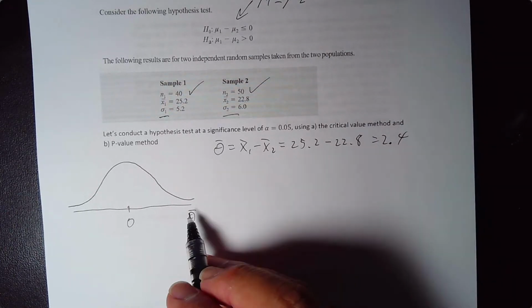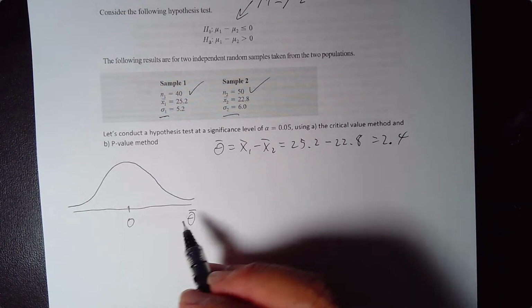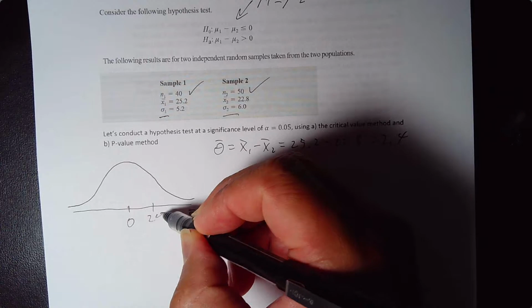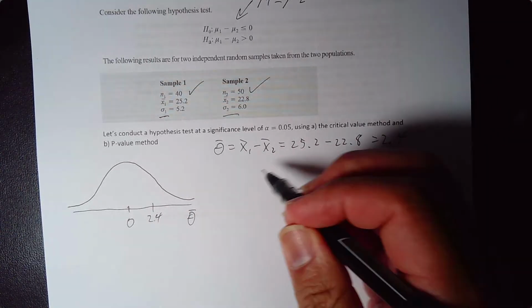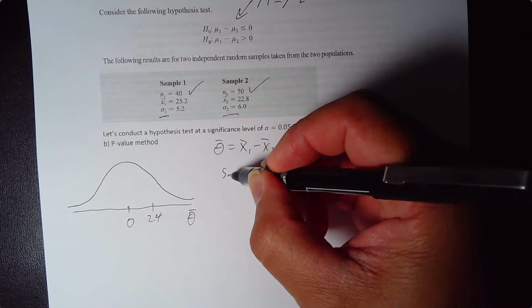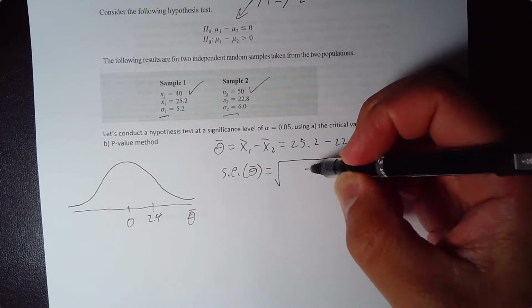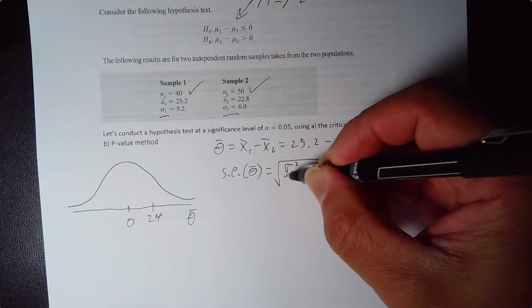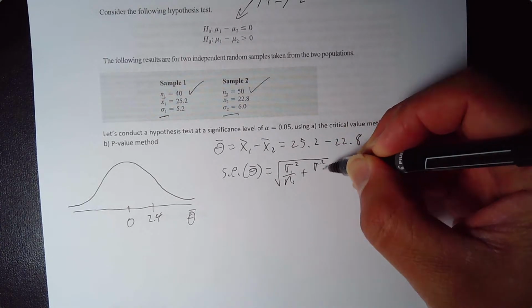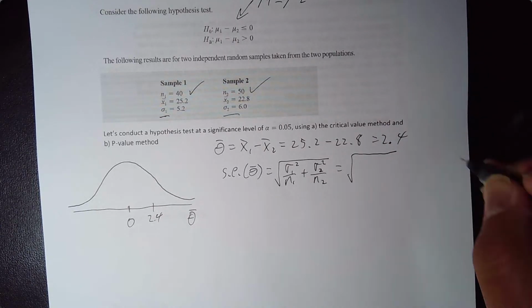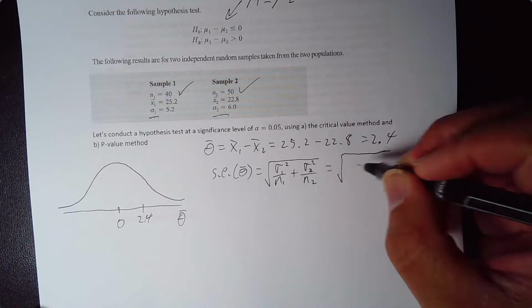That's not our test statistic yet. We want to see where 2.4 falls, how far it is. In order to do that, we need the standard error first. Square root. I'll just copy down the formula here again, which equals, and feel free to pause if you want to try to fill it in yourself.